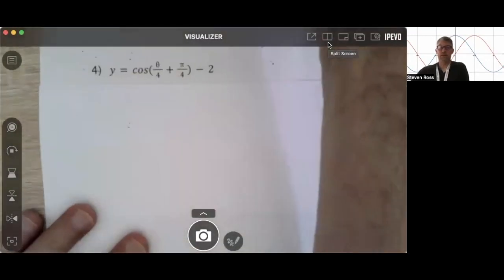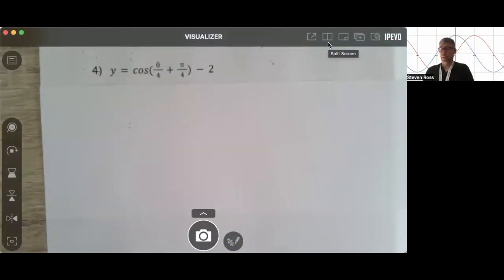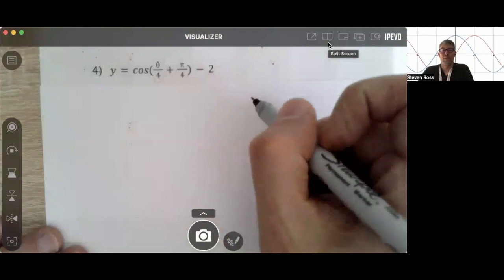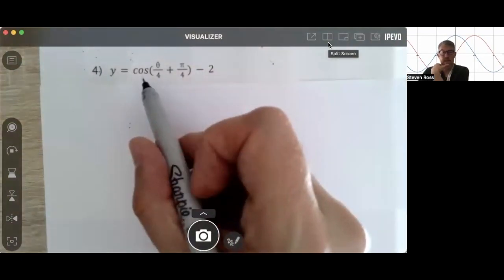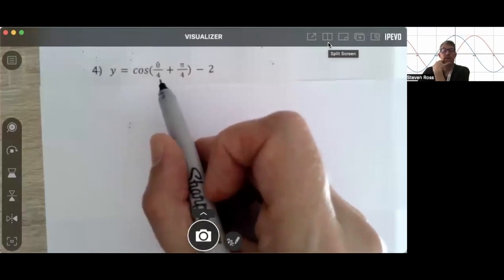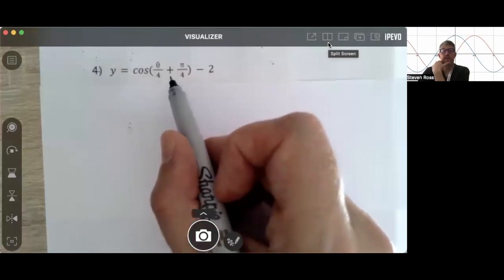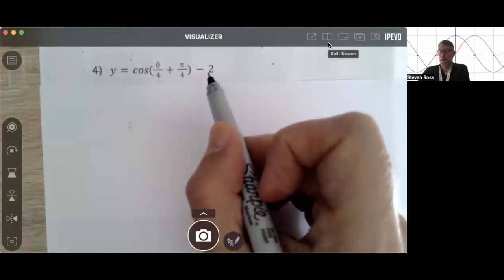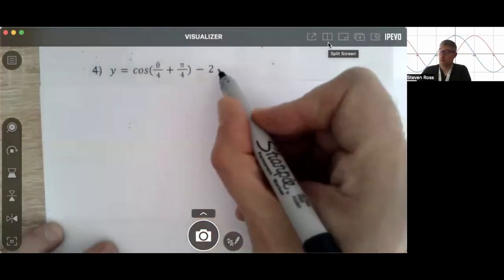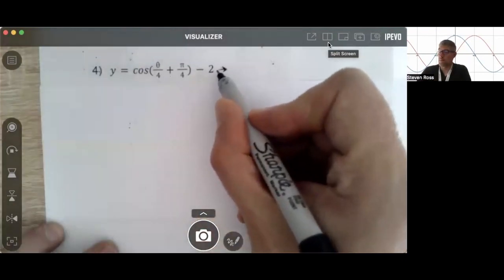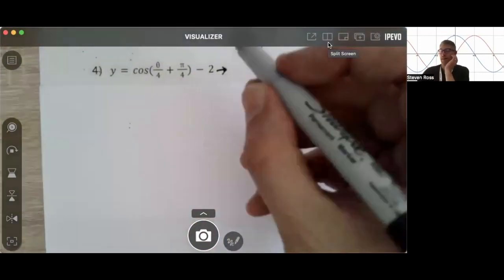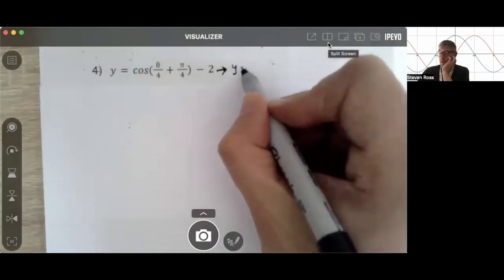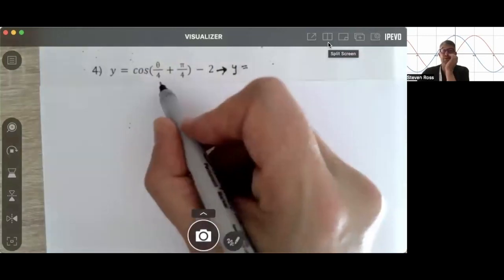Okay, last question looks like this. Okay, so y is equal to cosine. We have cosine this time of theta over 4 plus pi over 4 and a minus 2. I think the first thing I'm going to do, seems like I'm always going in a different order with how I solve these, but first thing I'm going to do is do a little factoring technique.